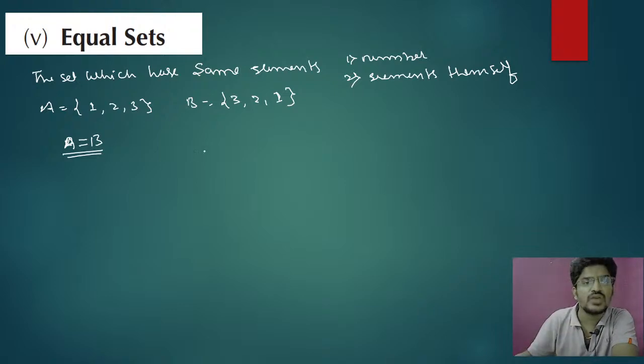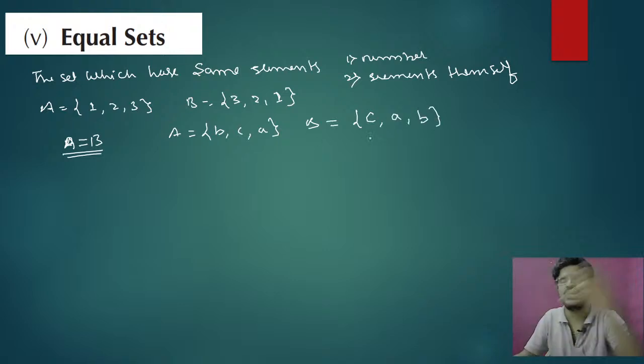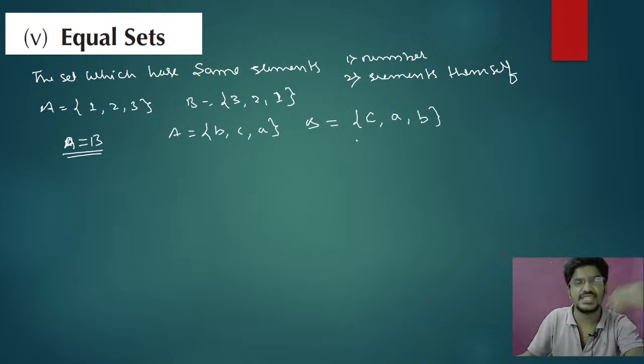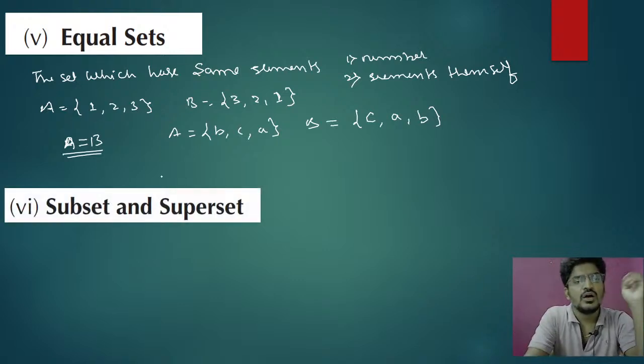Clear? You can also write A equal to {a, b, c}, and another set B you can write as {c, a, b}. No problem. You can see the elements inside the sets are the same as well as the number of elements. So therefore we can write A equal to B. Clear? Okay, coming to subset and superset.